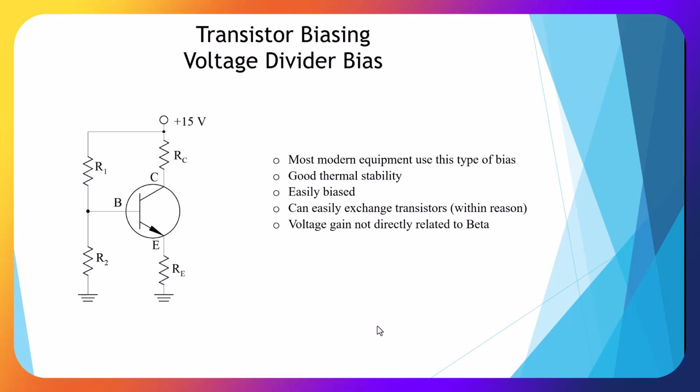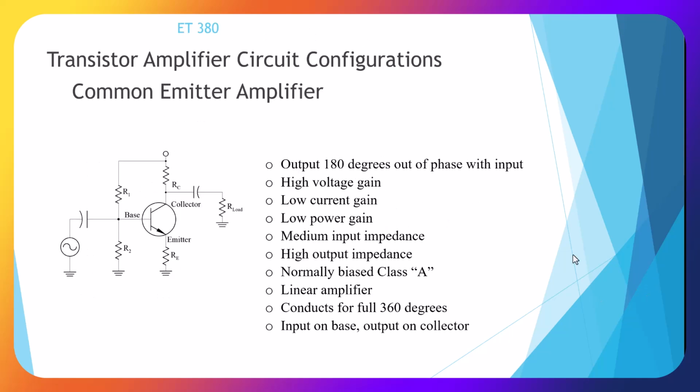It's got good thermal stability, it's easily biased, and you can easily change transistors. Voltage gain is not directly related to beta. Okay, let's look at transistor amplifier circuit configuration.